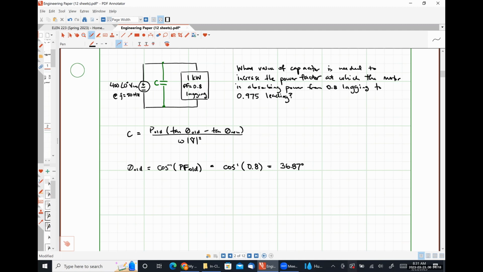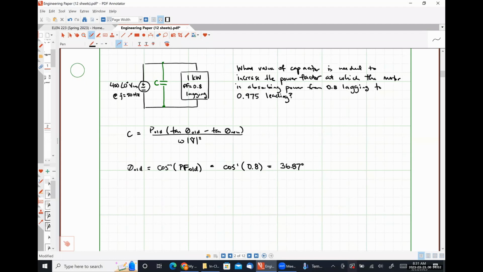Let me ask you guys a question. Is this angle positive or negative? Because the inverse cosine operation on your calculator will only give you a positive answer. Since it's lagging, it'll be positive. If we look at our notes from last class meeting, whenever our power factor angle is positive, we operate at a lagging power factor. Whenever our power factor angle is negative, we will be operating at a leading power factor. So this angle should be positive.